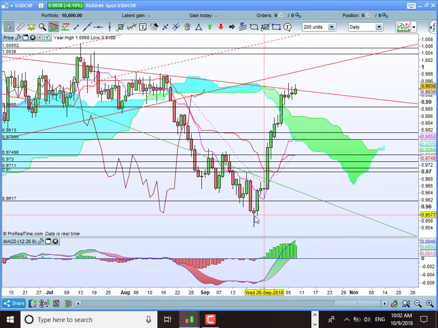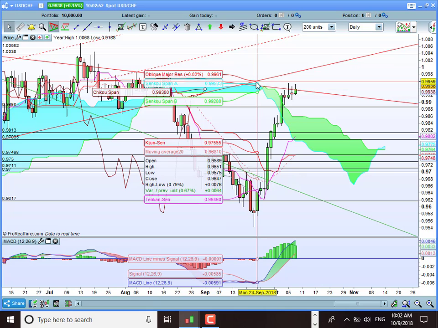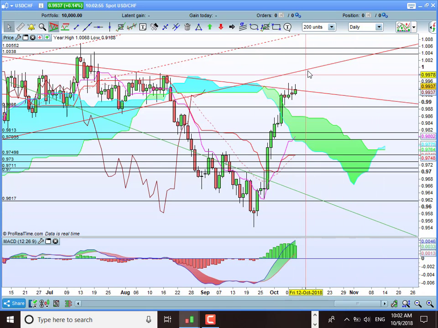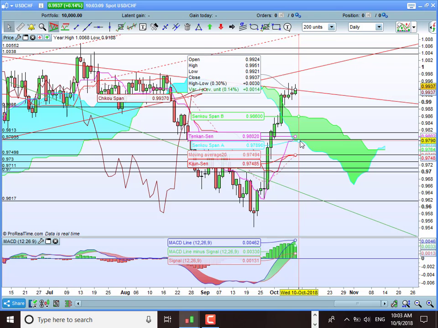US dollar Swiss franc, very strong performance there. We're now back up at the old cloud chart resistance levels here at 99.28, and the top end of the cloud here at 99.59. So it will be interesting to see if we're going to get a downtrend, a correction, a brief 50% or 30% correction back down to the top end of the cloud here at 98.67, and then maybe dip into the 97.88 zone.